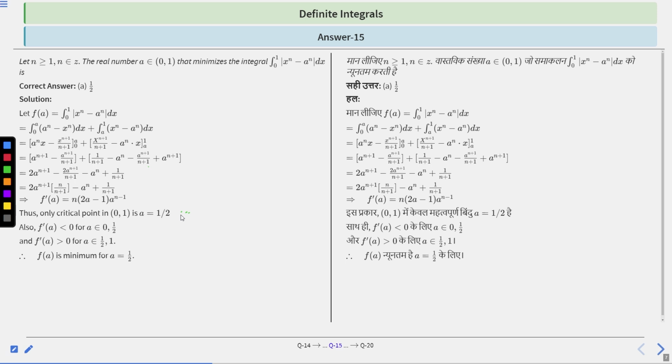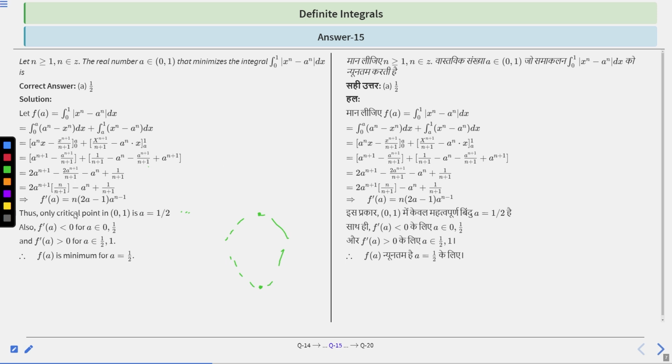Clear? Now, since we have to minimize this function, we must check the sign of f''. We must check the sign of f''(a), or we will check the sign of f'(a), how it is changing at 1/2. That is, if f' is changing from positive to negative, then it will be maxima, and if it is changing from negative to positive, then it will have minima, right?